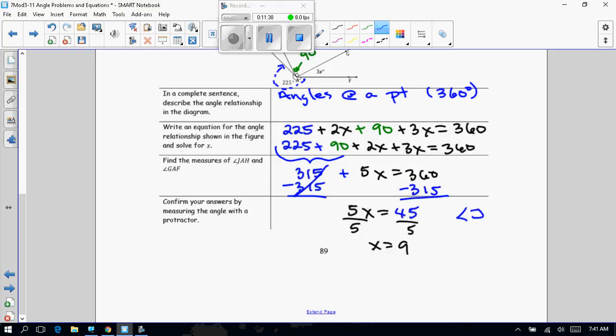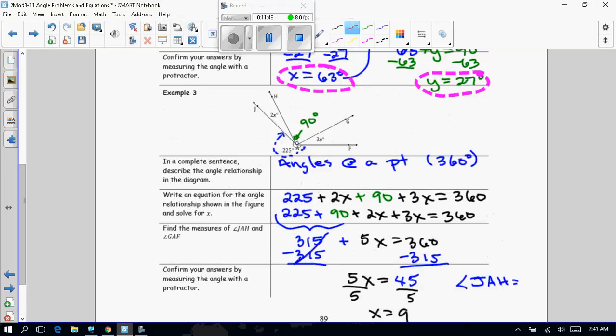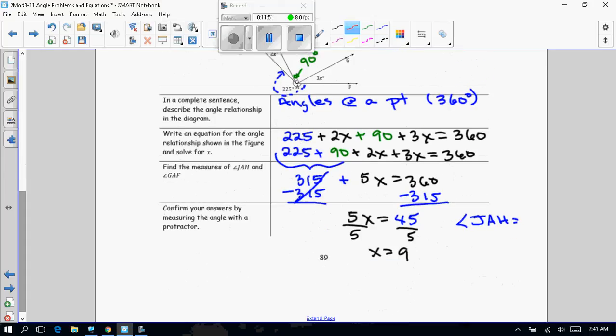Angle JAH. JAH. That's what it says. JAH is this one right here. So I'm going to do 2 times 9, also known as 18 degrees.